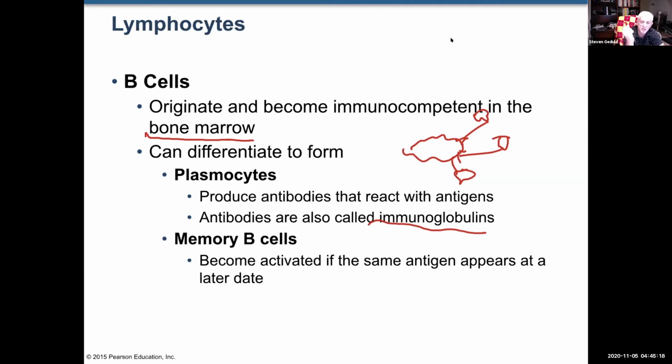And then memory B cells become active if the same antigen appears at a later date. You get a mass production of antibodies, and your body tells you that's foreign if you see it a second time. That's how inoculations work, for the flu, the flu vaccine. The flu vaccine is attenuated viruses.